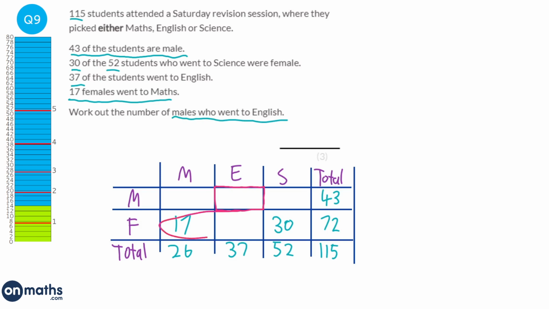So the next thing we can do is work out this bit here. So the total female is 72, females who went to maths 17, females who went to science 30, so that leaves 25. And then you can see here we can work this out. So the total was 37 who went to English, 25 females, and so that means there will be 12 males.